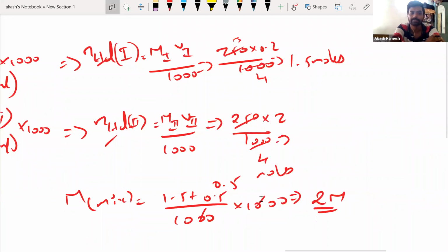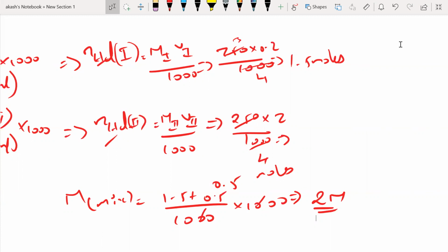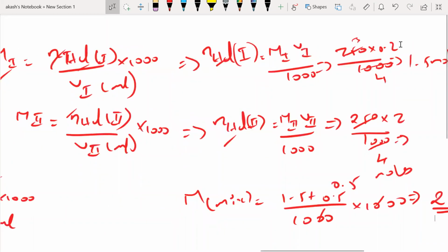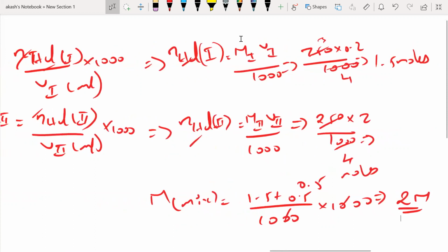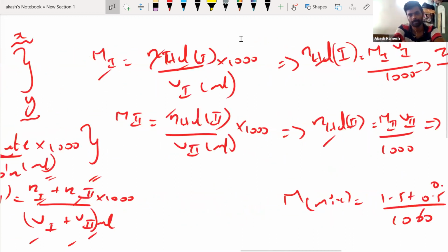Anybody got this answer? Okay, at least everybody understood. Can I get a yes? Yes, sir. Sir, what is this answer? For molarity, I got 0.875. Sir, how is it 1.5 moles in first? Sir, you multiplied with 0.2... 0.5. I'm sorry. Yes, sir. I'm sorry. My bad.